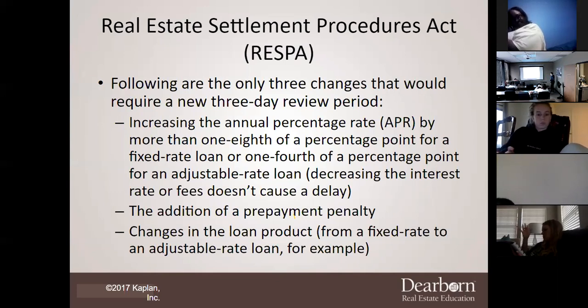Decreasing the interest, as I said, doesn't cause a delay. If it goes down, that's a good thing, right? Yeah. You want your APR to go down. If it goes up, it's a whole different story.